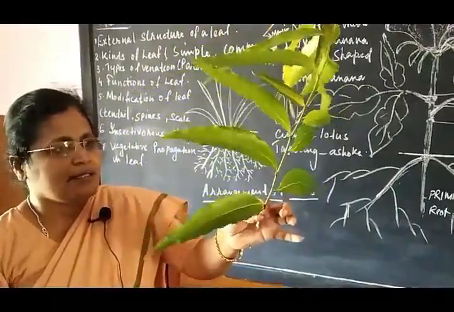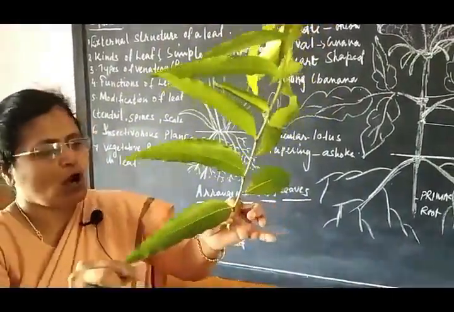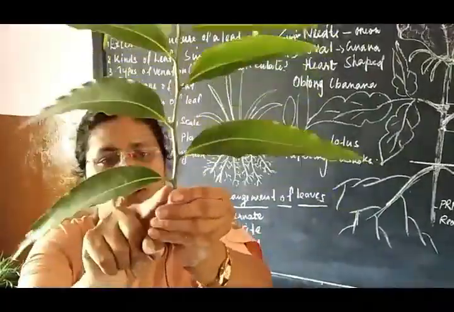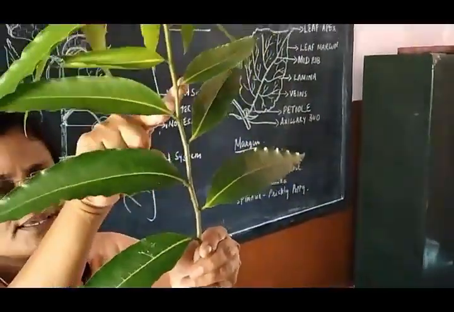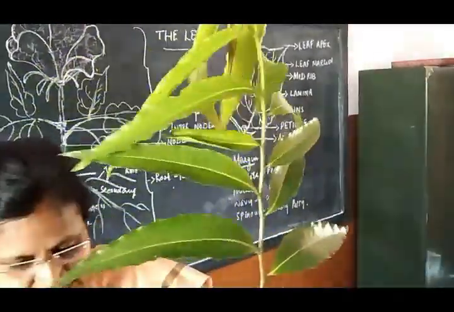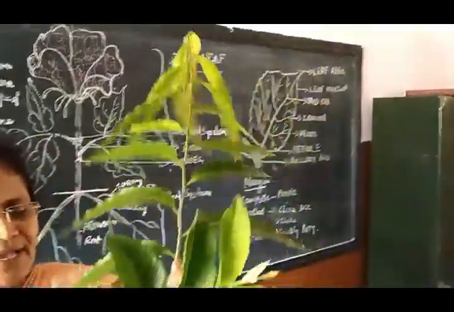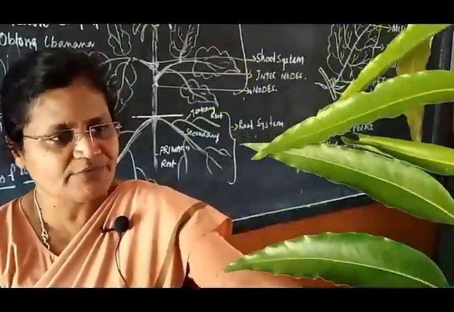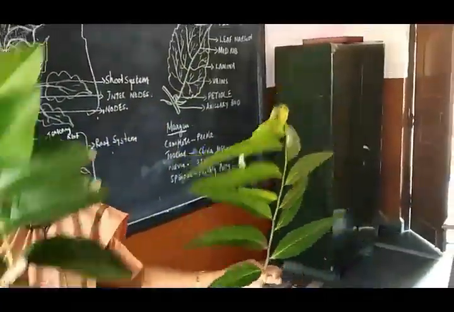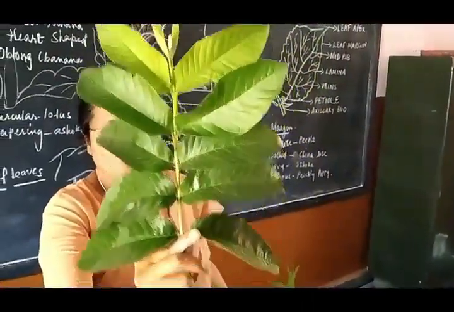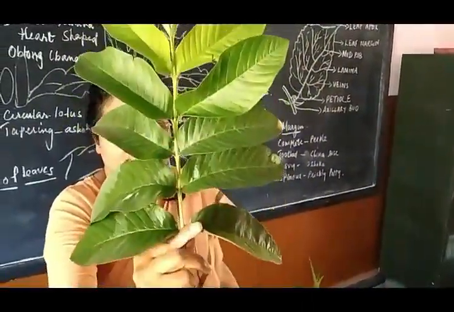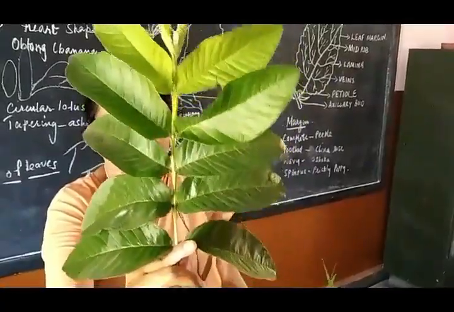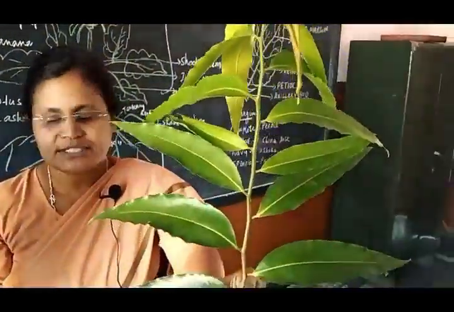Now the ashoka is an example for alternate. Look here, one here, one zigzag, one here, one here, one here. They are not parallel. Whereas the guava leaf, you see, has got opposite. They are just opposite to one another, whereas here they are alternate to one another. So the ashoka leaf is an example for alternate arrangement. The guava plant is an example for a plant having opposite leaf arrangement. Here it is an alternate manner.